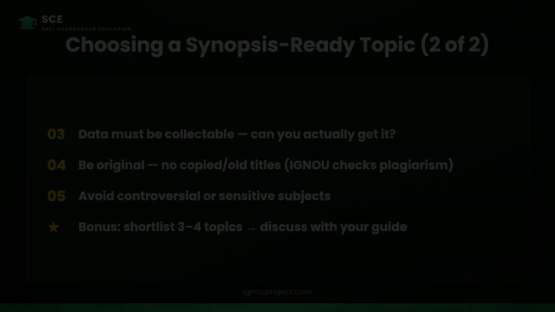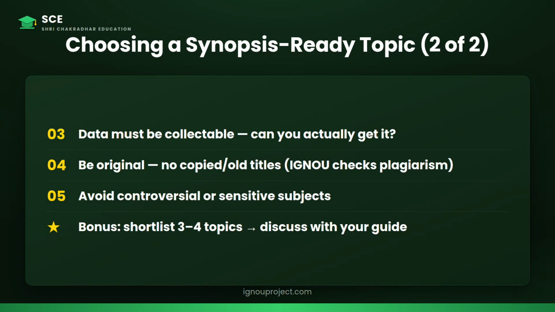Rule 3. Make sure data is available. Before you finalize the topic, ask yourself one practical question. Can I actually collect data for this? If your topic needs a survey, can you reach 100 respondents? If it needs company financial data, can you get those reports? If the data is not realistically available to you, change the topic now, not after approval. Many students choose an impressive sounding topic and then get stuck because they cannot collect any data.